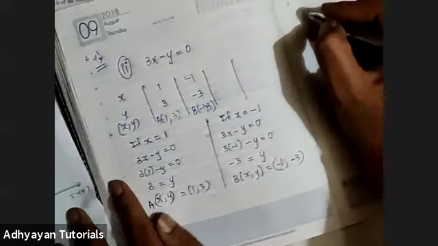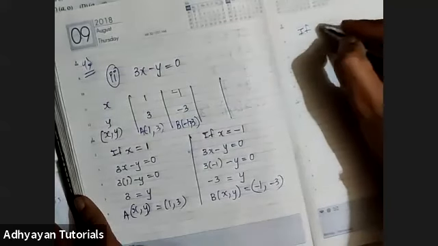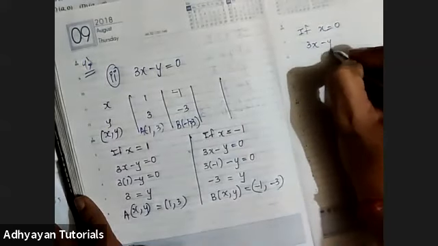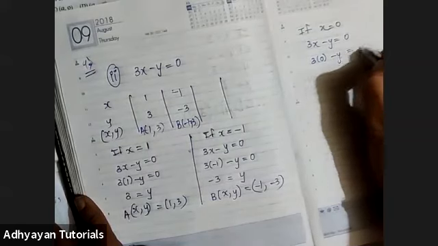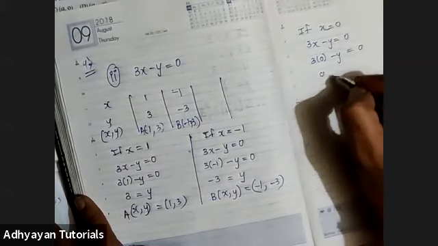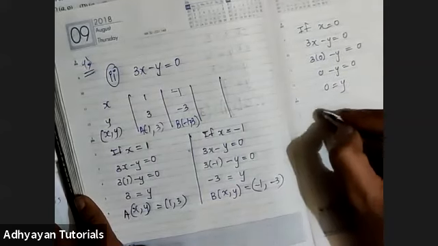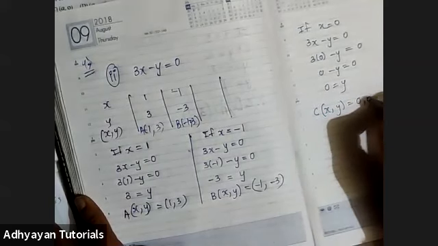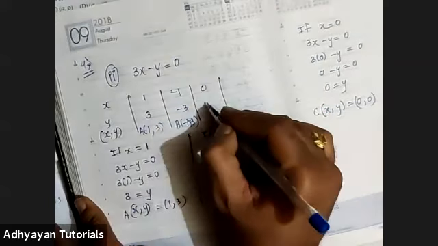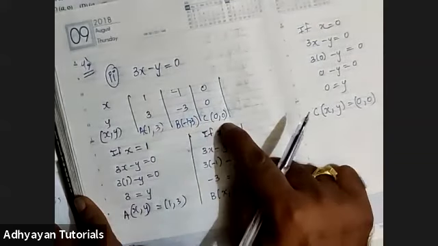Now we talk about the third point. Let's say if x is equal to 0, then 3x minus y is 0. So 3 into 0 minus y is equal to 0. Anything into 0, the answer is 0. Minus y goes there and becomes plus y. So ultimately, point C, x comma y is nothing but 0 comma 0. So if x is 0, y is also 0. So we just have to plot these 3 points.